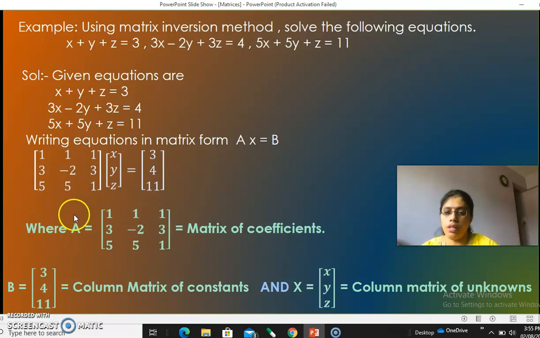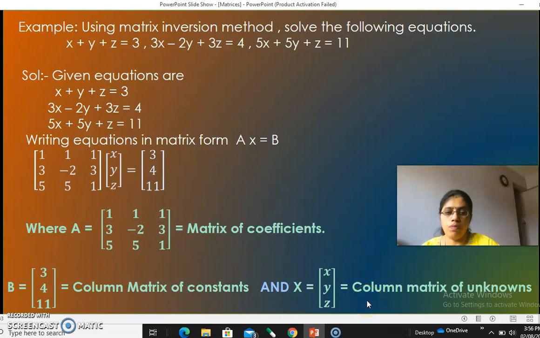Now we have to identify the A matrix here. Our A matrix is 1, 1, 1, 3, minus 2, 3, 5, 5, 1. This is your A matrix. It's a matrix of coefficients. B is the matrix of constants, and X is the column matrix of unknowns.